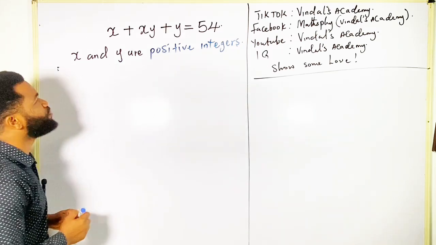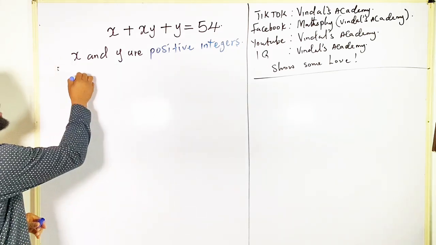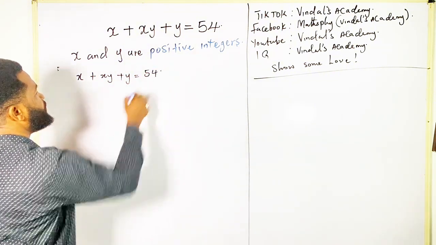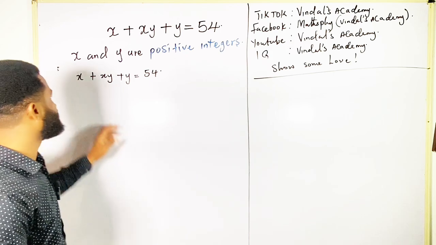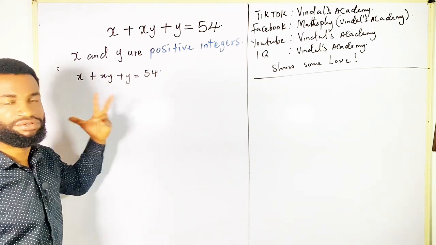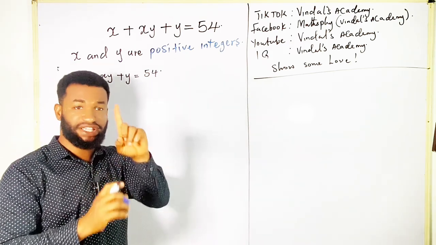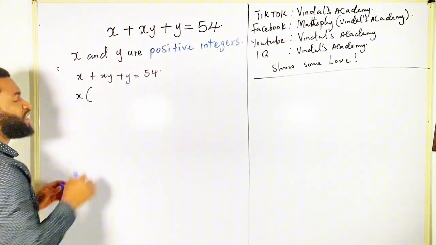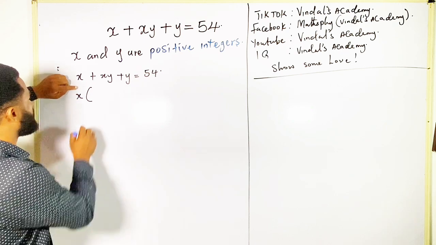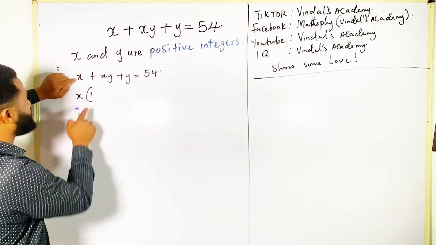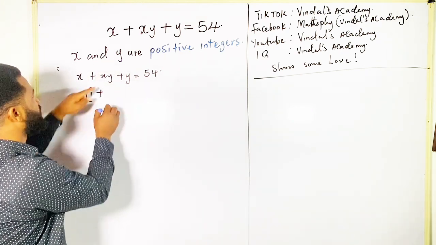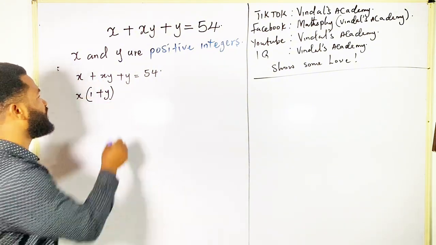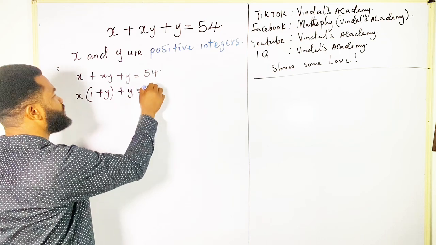All right, the first thing I'm going to do is to have x plus xy plus y is equal to 54. Then I'm going to factorize because I'm seeing two x's. I have to factorize it to make it one. To factorize, I'm going to take one x and introduce a bracket. Then this is going to be 1, because x times 1 is x, then plus y. I will close my bracket because x times y is xy. Then this is plus y is equal to 54.